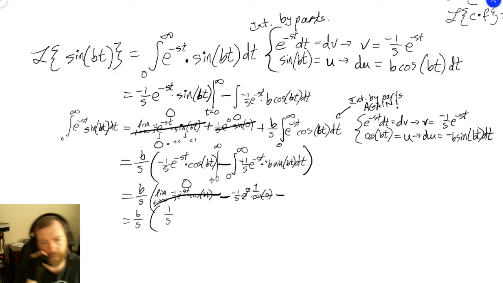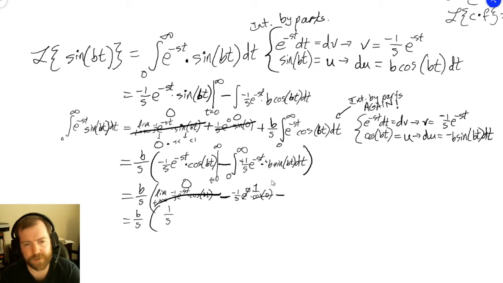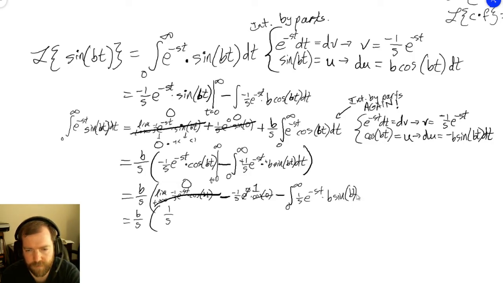Oh, yeah, we're good. Okay, we're not going to do this because that's, again, just another integration by parts. We don't want to do that again. This is just minus the integral from 0 to infinity of 1 over s e to the negative st times b sine of bt dt.